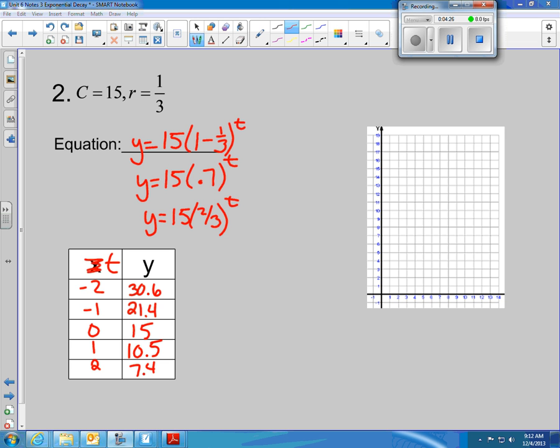We're going to graph this and hopefully see that decay function. Again, some of our values are going to be a little too big, but we can estimate where our -1 would be. Then 0 is at 15, 1 is at 10.5, and 2 is at 7.4. So we see our graph declining, and that's exactly what we want to see happen.